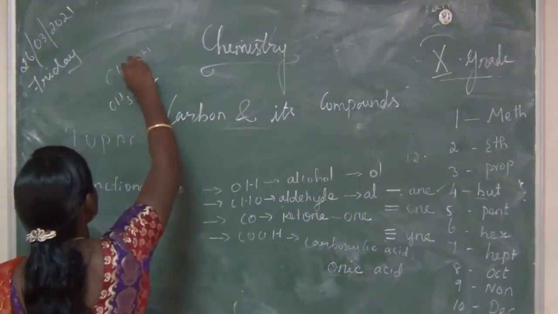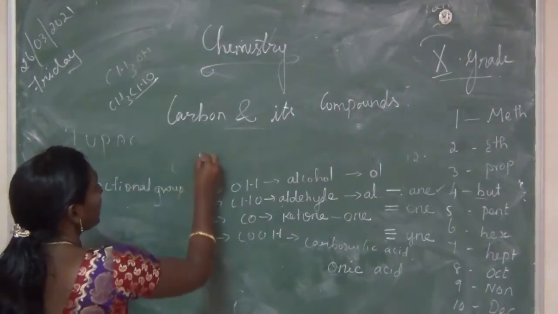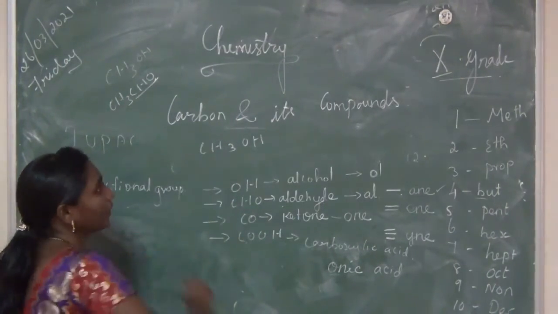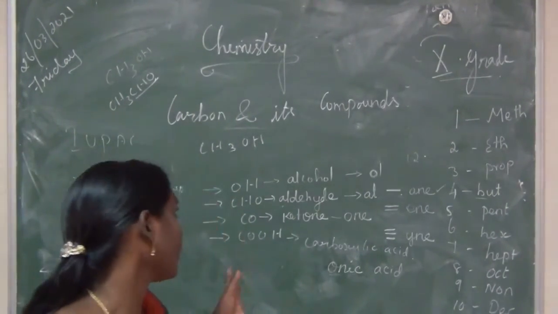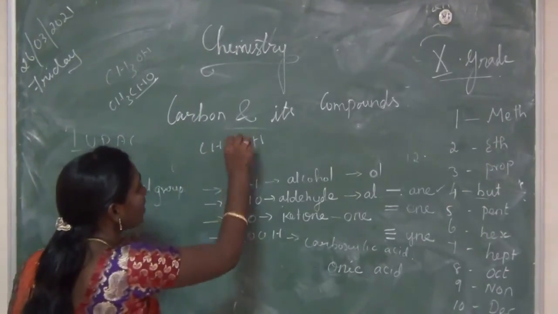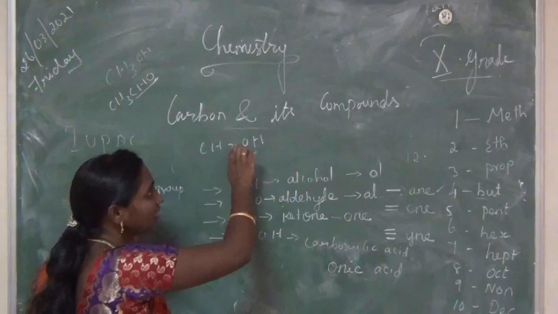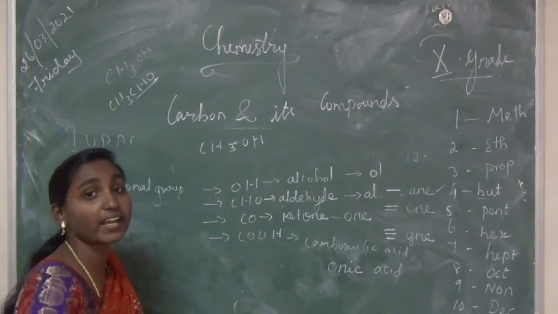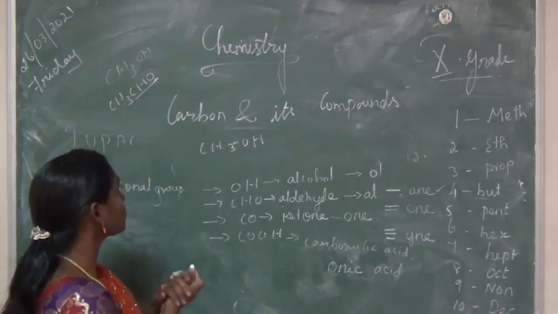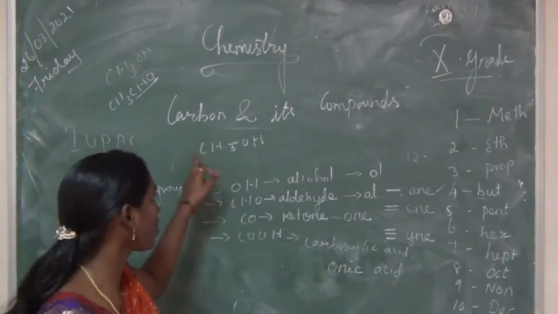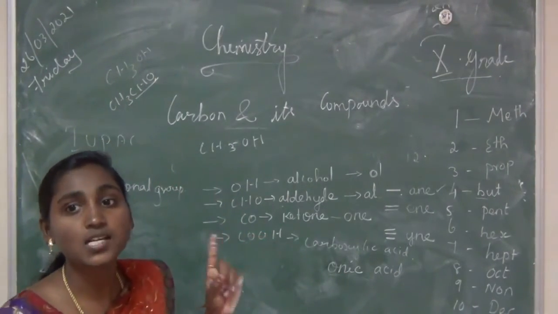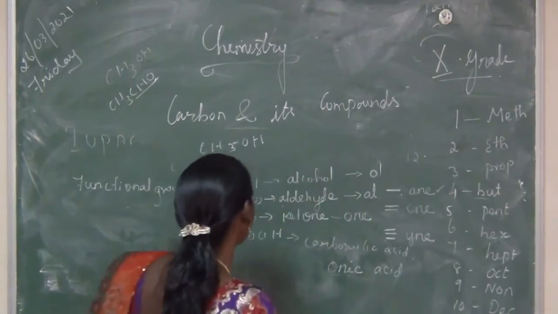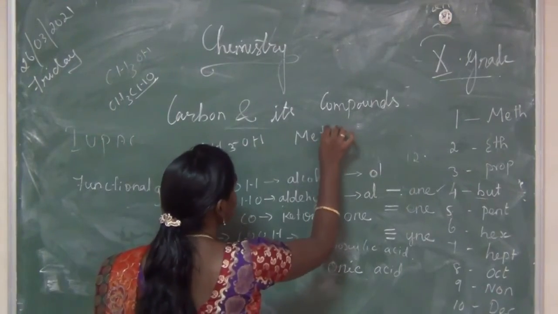An example: CH3OH. You should find out the IUPAC name. So here how many carbon atoms are there? If the bond is not mentioned in a compound, you should consider it a single bond. Now, how many carbon atoms are present in this compound? Only one carbon atom. One carbon atom means the root word is meth.